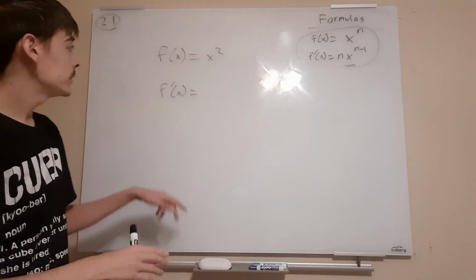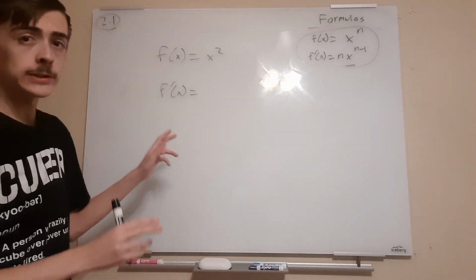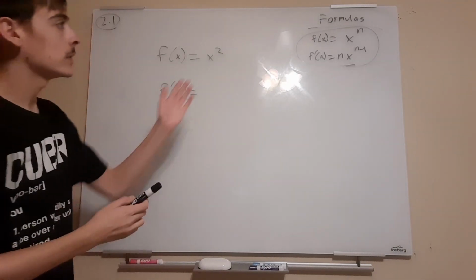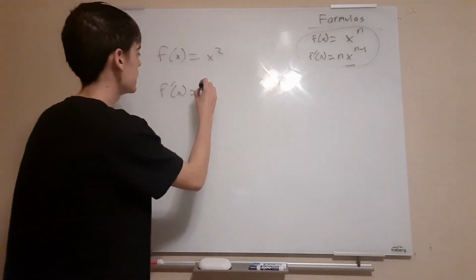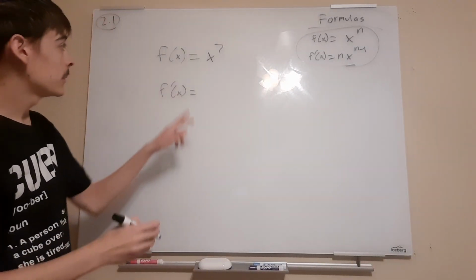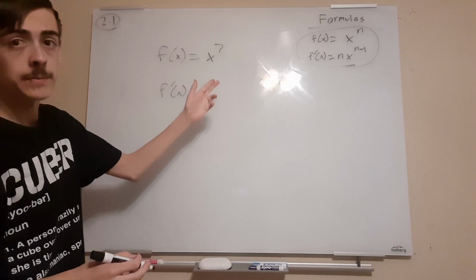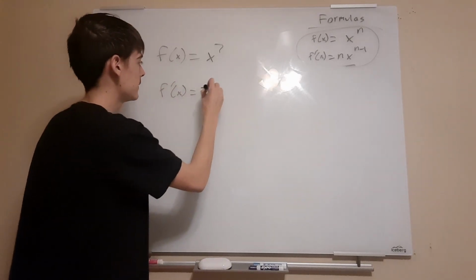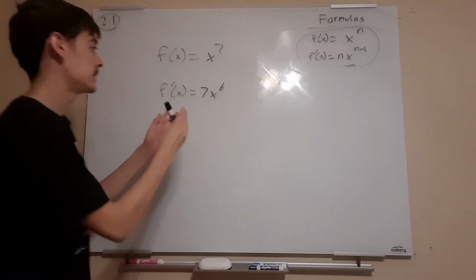Okay, so I'm going to show you a few examples while also showing you some new formulas using this. So we know f of x equals x squared. Take the derivative. If we use that same formula, we're going to get f prime of x equals 2x. We have something slightly harder because the numbers are bigger. If we had f of x equals x to the power of 7, then f prime of x, using this formula, would be 7x to the power of 6.